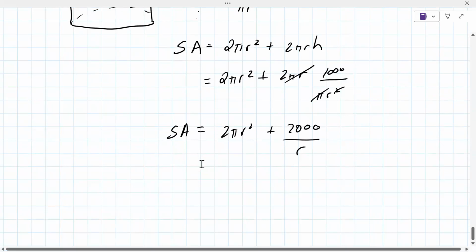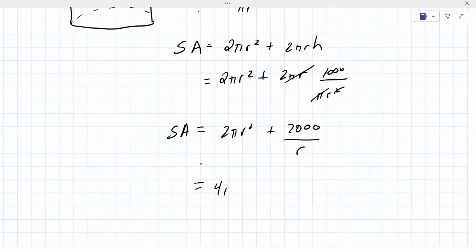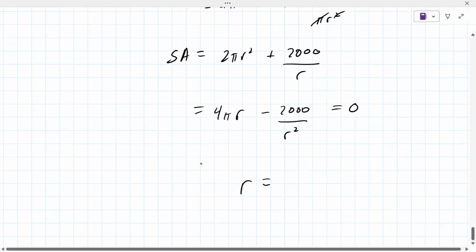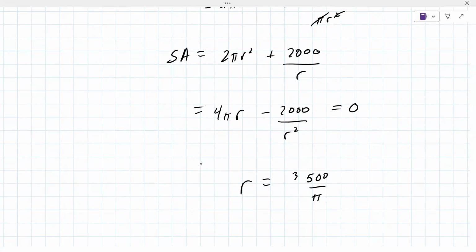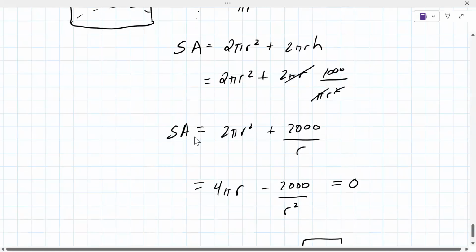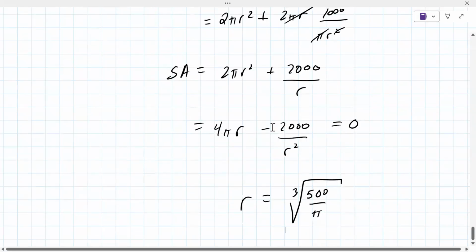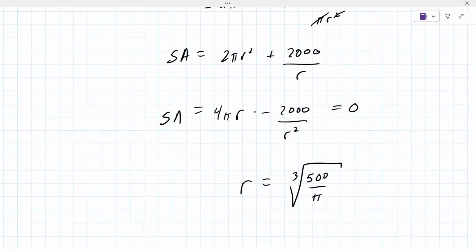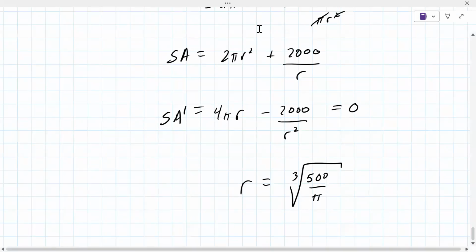So from here, the derivative is 4 pi r minus 2,000 over r squared. You set it equal to 0. And when you solve for r, you get the cube root of 500 over pi, like that. If you can get to this step, you basically are done, because you should know how to take a derivative and how to set it equal to 0. Now that's r.